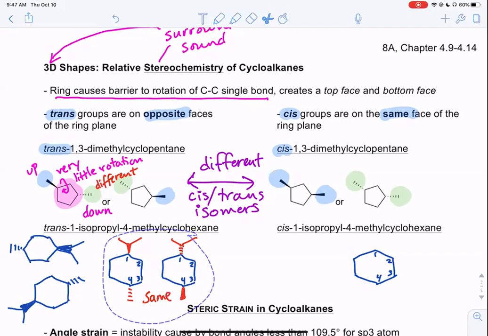Yeah, so the wedge becomes a dash. Let me pause and just double check, because I hate saying wrong things in videos. Yep, that's the case. Okay, so those are the same. The ones up above are different.